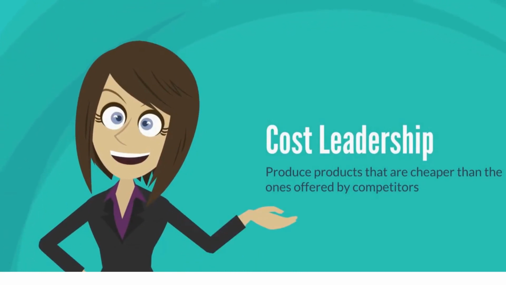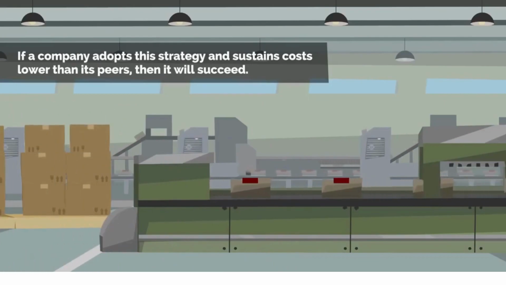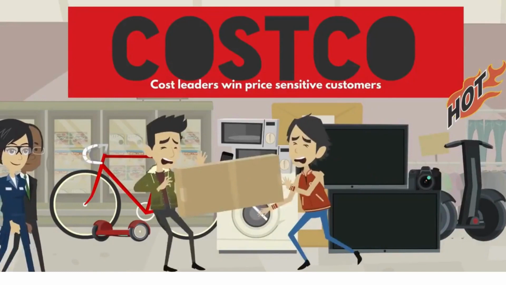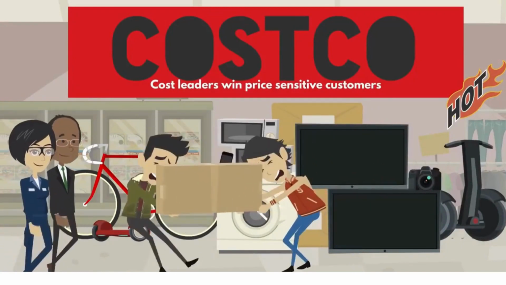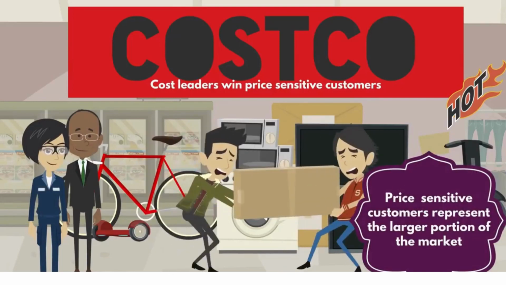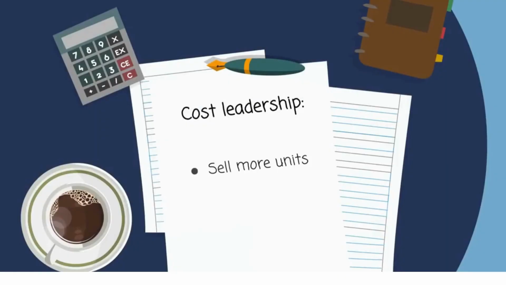It's straightforward, isn't it? You have to be able to produce products or provide services that are cheaper than the ones offered by competitor companies. If a company adopts this strategy and sustains costs lower than its peers, then it will succeed. Typically, cost leaders will sell at prices lower than their competitors. This way, they will win price-sensitive customers, the ones looking for a bargain. And given that price-sensitive customers are the absolute majority, cost leader firms can win a sizable market share and sell a lot of units of the goods they're selling.